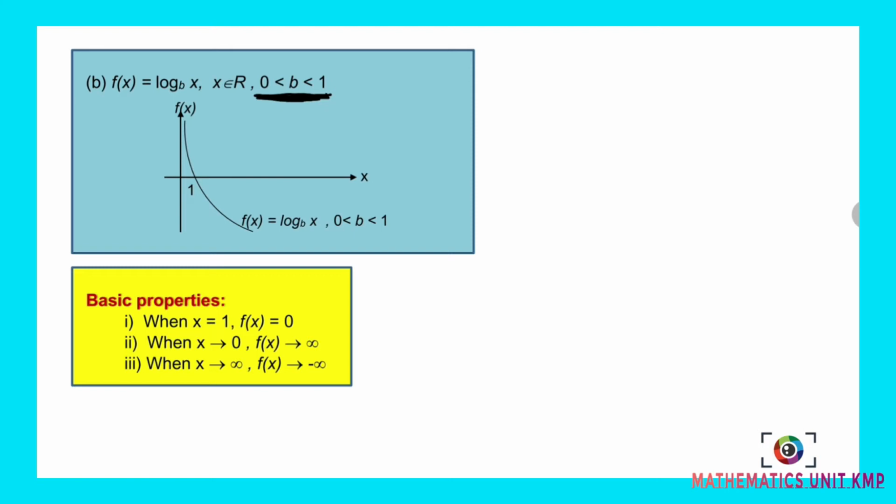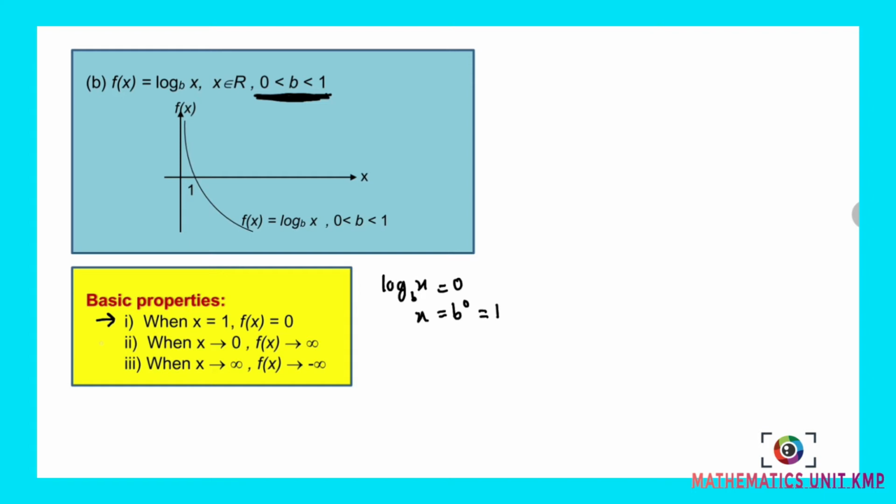Alright, for the second case, when the value of b is between 0 to 1. Okay, now we go to the first step. Same, yeah. When y equals to 0, you find the value of x. For this case, is still the same. You akan dapat, contohnya log x asas b equal to 0. So, x equals to b power of 0, which is still 1.